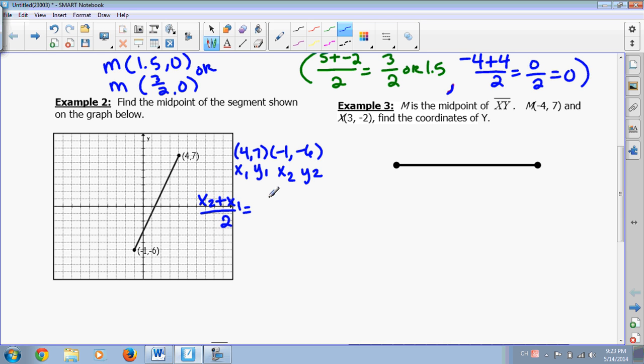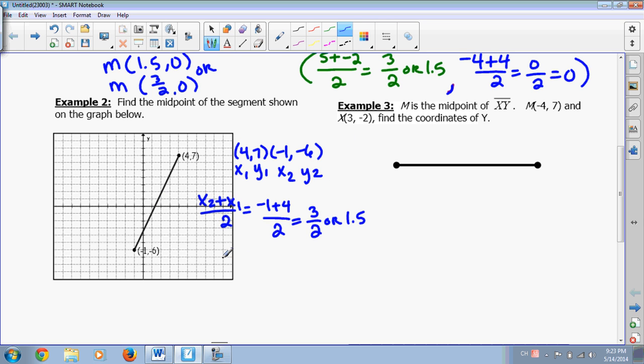Okay, x2 is -1, plus x1 is 4, divided by 2. Well, -1 plus 4 is 3, divided by 2 is 3/2, or 1.5. So basically you have the same x value for this question that we did on question number 1. So let's try the y values.